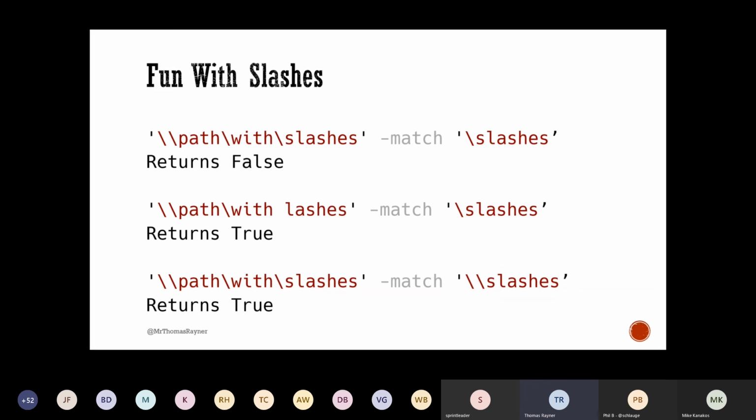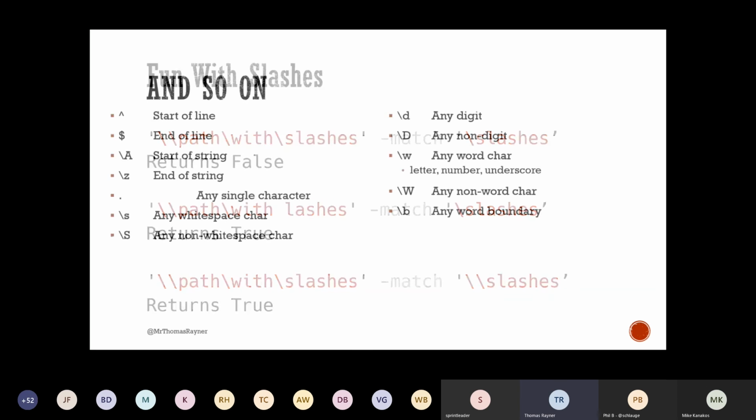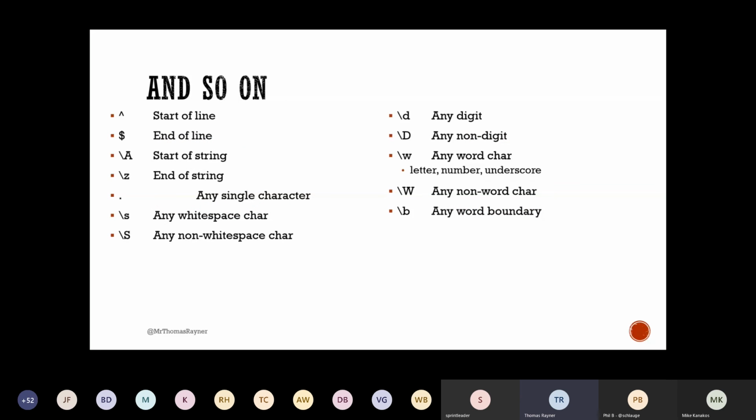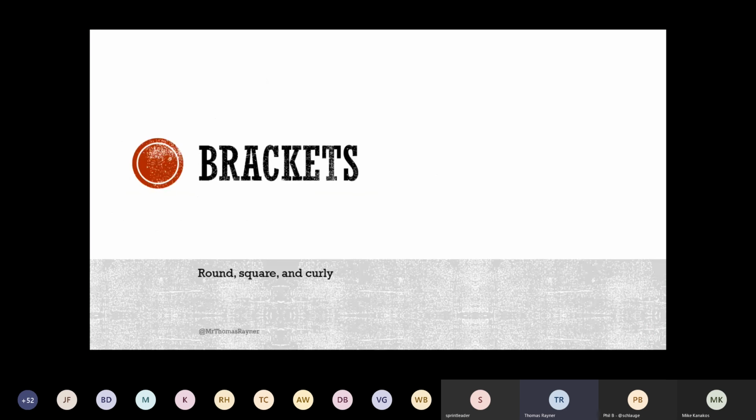We'll look at a few more examples here as we go forward. And there's more than just that. We're not going to talk about them all now because we're already more than a half hour in, and I don't want to melt anyone's brain too much and be respectful of your time. But we do have to talk about brackets and braces and whatever you call them. There's 3 different types that I'm going to introduce to you: round, square, and curly.